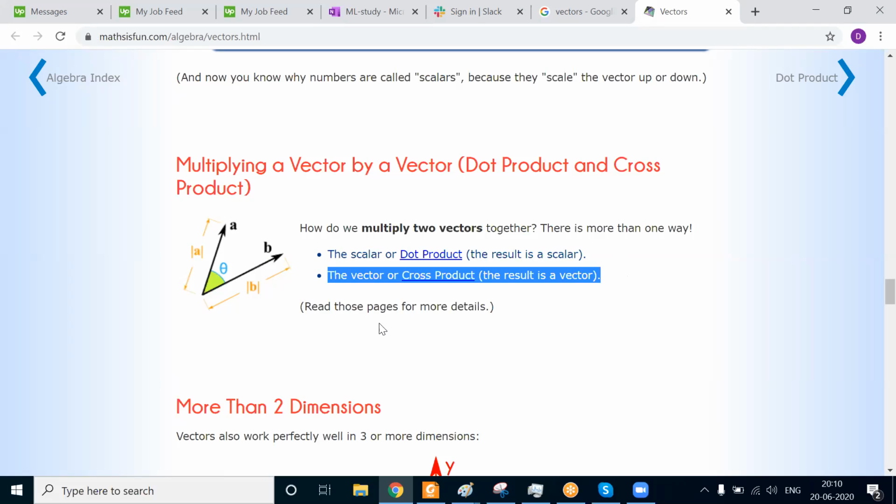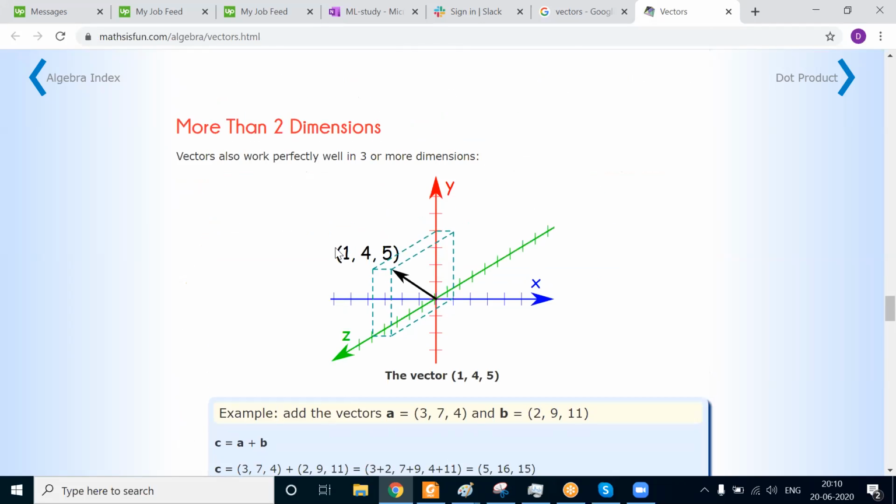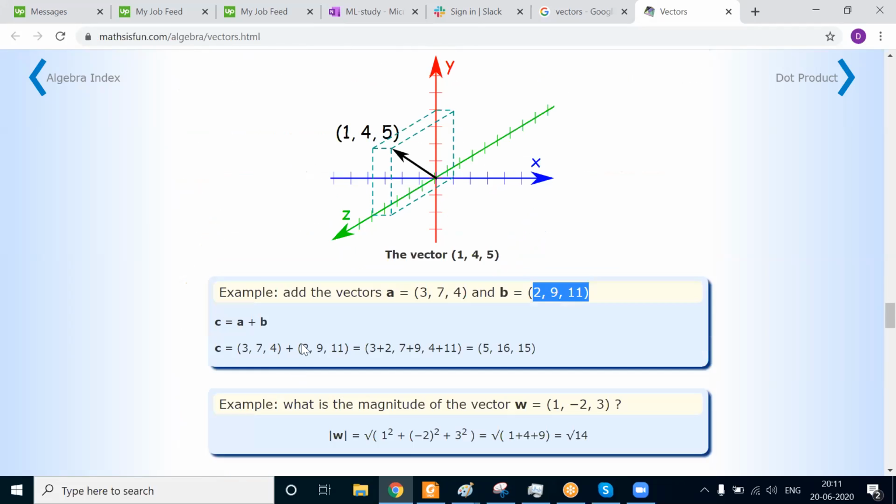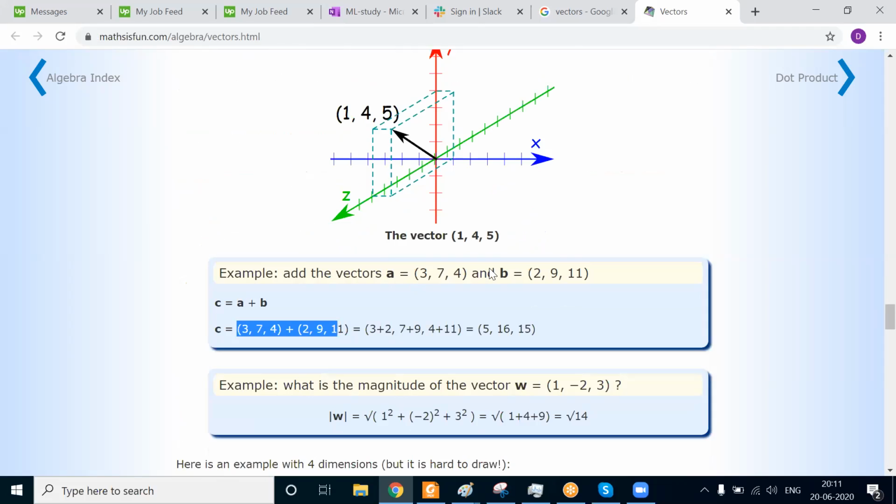Say this is vector a, 3, 7, 4, and this is vector b, 2, 9, 11. If you want to do a plus b, it is going to give 3 plus 2, 5, 7 plus 9, 16, and 4 plus 11, 15. Right? But if you want to do the dot product of it, how will you do that?